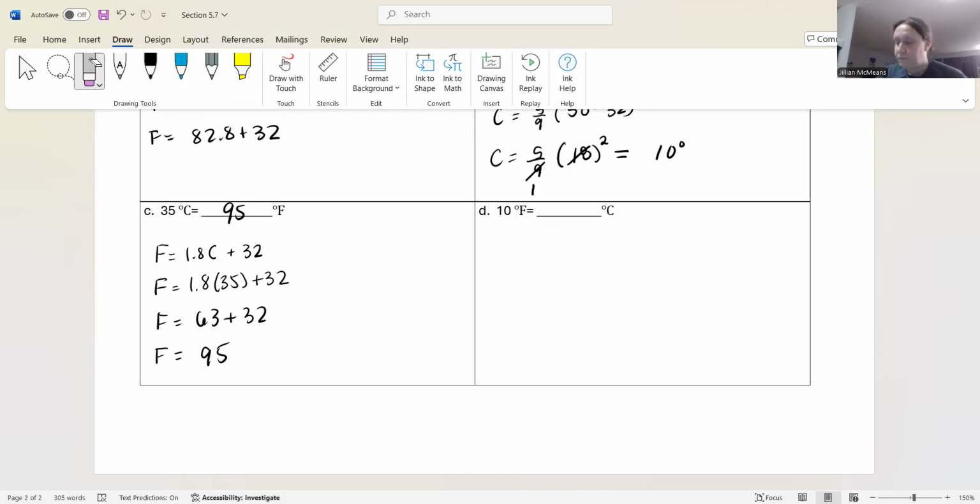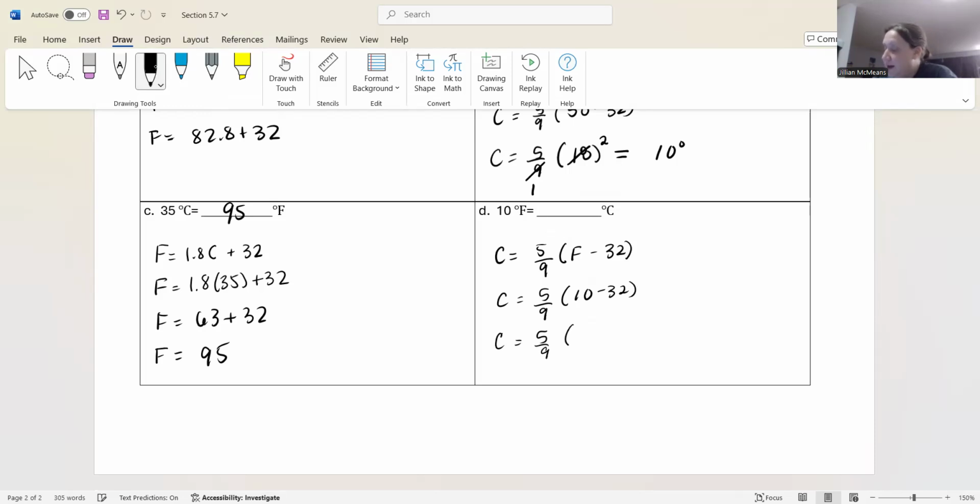Okay. And one left. We have 10 degrees Fahrenheit. We want to convert that to Celsius. So Celsius, remember, equals 5/9, and then in parentheses, you take Fahrenheit and you subtract 32. All right, so we want to replace F with 10. So I get 5/9 times 10 minus 32. Well, 10 minus 32 ends up being negative 22. And for this one, it's not going to be as pretty, so I will jump over to the calculator for this one. So we have 5/9 times negative 22.